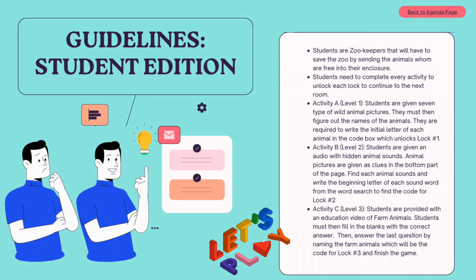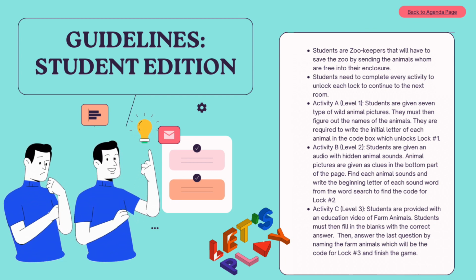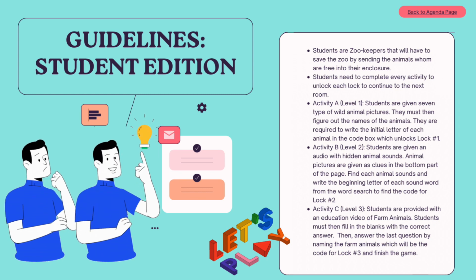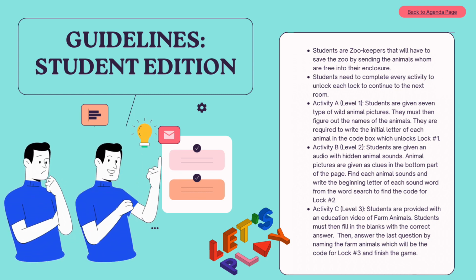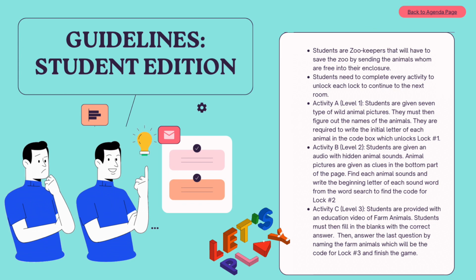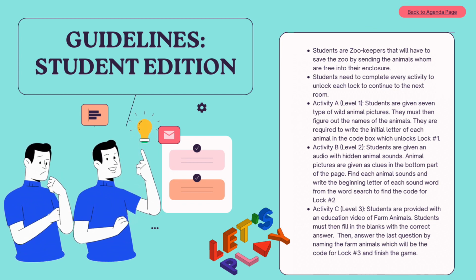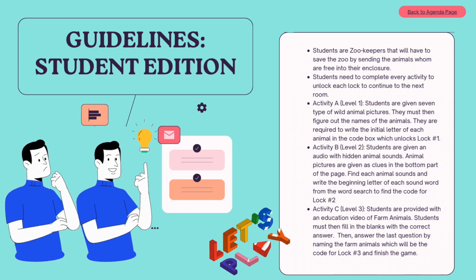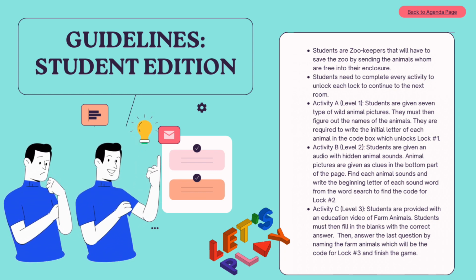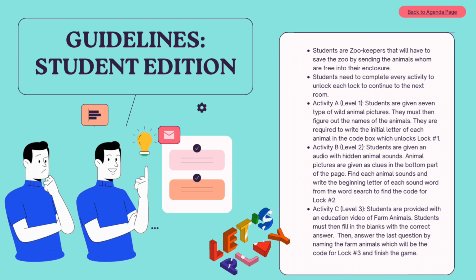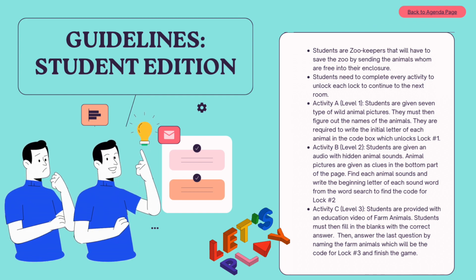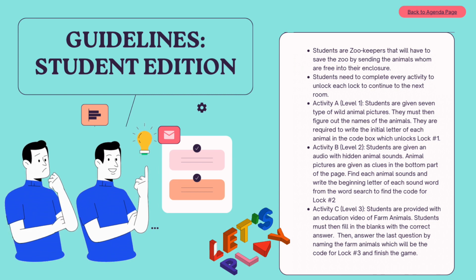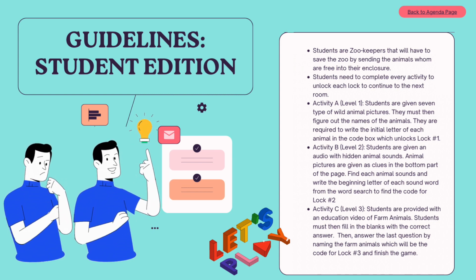Students are given an audio with hidden animal sounds. Animal pictures are given as clues in the bottom part of the page. So students need to find each animal sound and write the beginning letter of each sound word that they find in the word search that they are given at last. So, for example, a lion roars. So, in the word search, there will be an option to highlight roar. So, students will write R in the code box, just as similar to level 1.